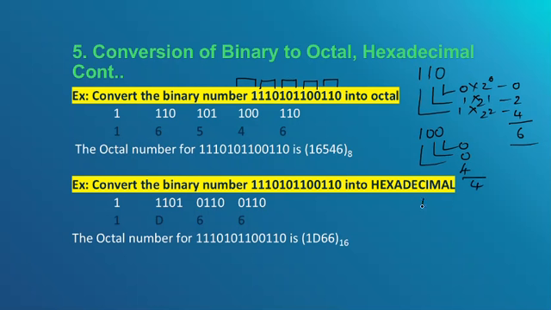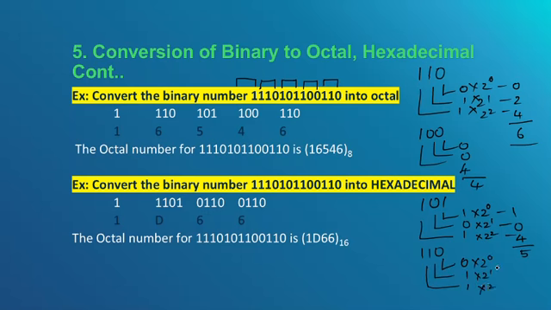And similarly for 101, it is multiplied by 2 power 0, 2 power 1, 2 power 2, which is 1, 0, 4, so it is equal to 5, so you have 5 over here. And for the next 011, it is 2 power 0, 2 power 1, 2 power 2, so that will be 0, 2, 4, it is again 6, so this is going to be 6. And finally this is a single 1, so 1 into 2 power 0 will be equal to 1, so that is the answer for 1.